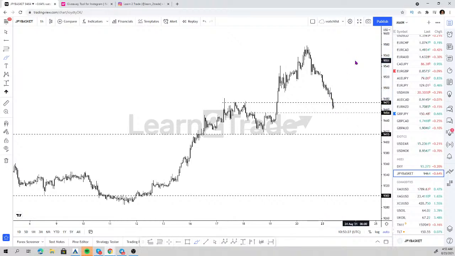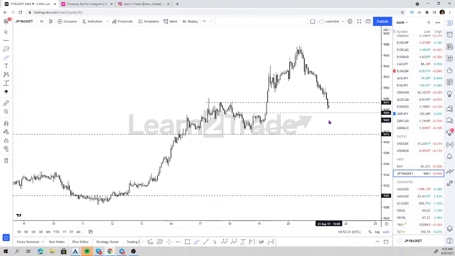Now that's the scenario that I will trade on the Japanese yen. If buyers step in and I see a rally or a bullish continuation on the overall move, that's where I'm going to start looking for longs on the Japanese yen, maybe by shorting the pound yen or the Aussie yen, right? So that's the Japanese yen.